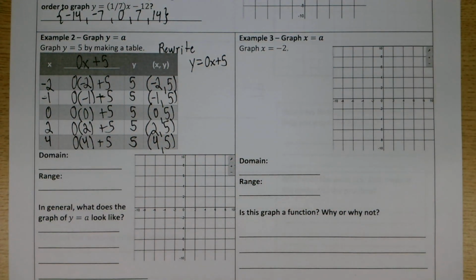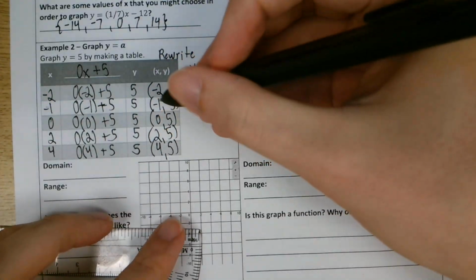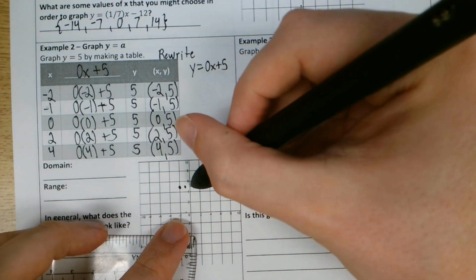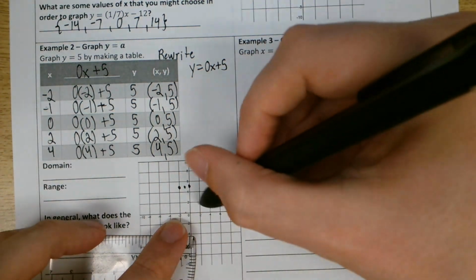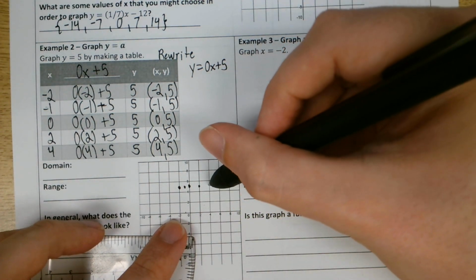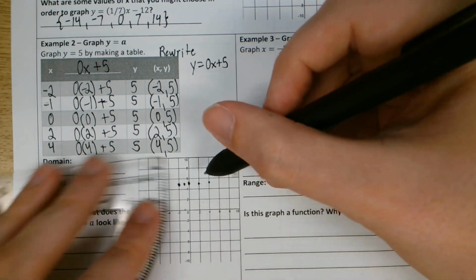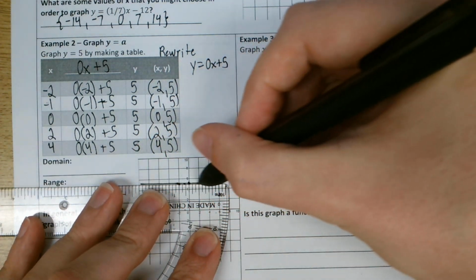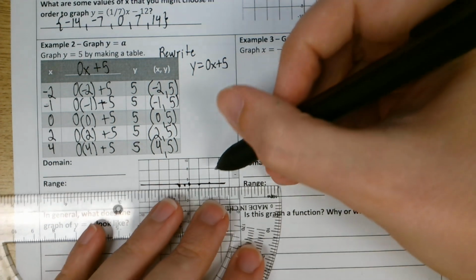And we could again graph those. -2 and 5, -1 and 5, 0, 5, 2, 5, 4, 5. If I draw this well, we've got a flat line.